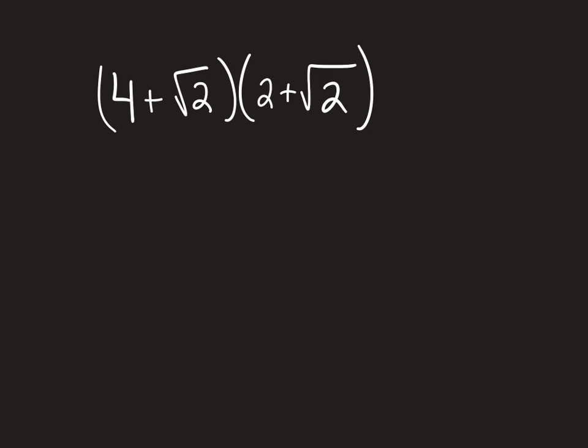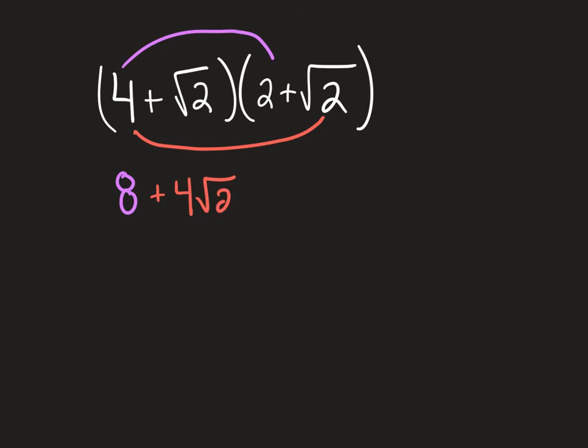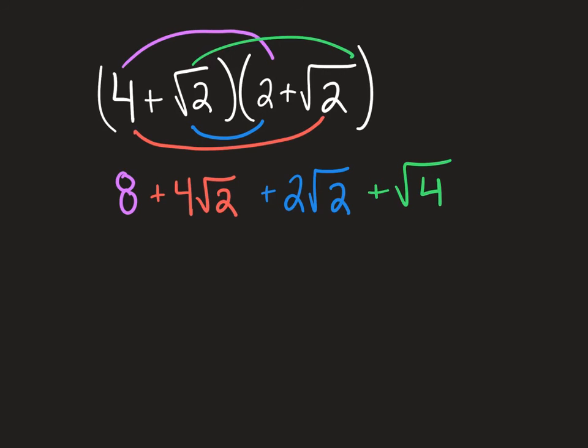All right, so we're going to do our first 2. So 4 times 2 is going to give us 8. Outside, we have 4 times the square root of 2. It's just 4 square root of 2. Inside is 2 square root of 2. And then our last 2 is the square root of 4.